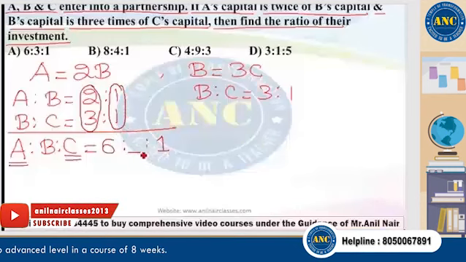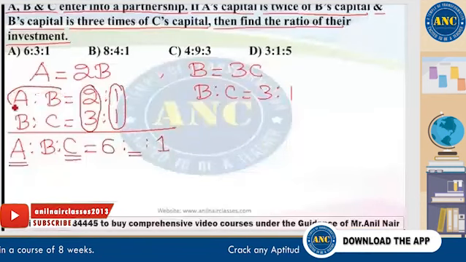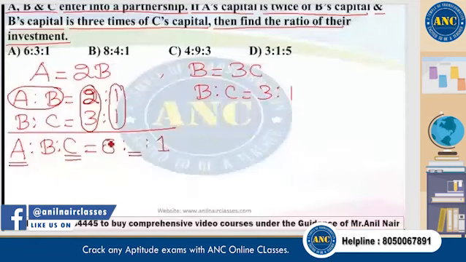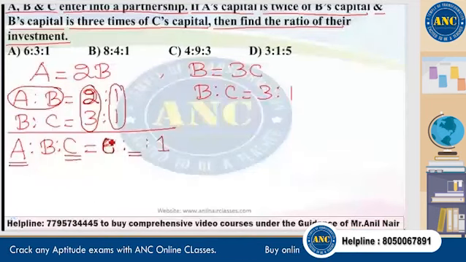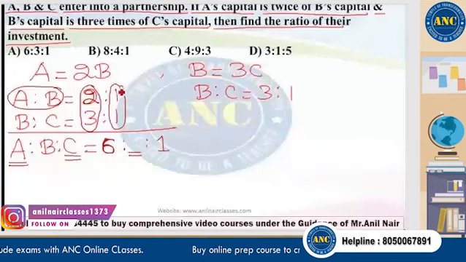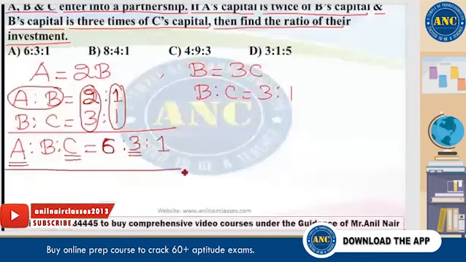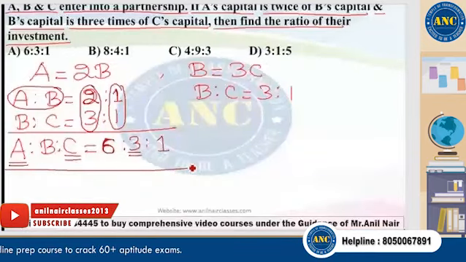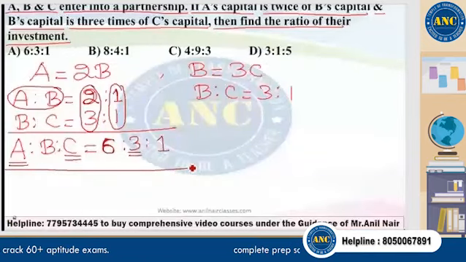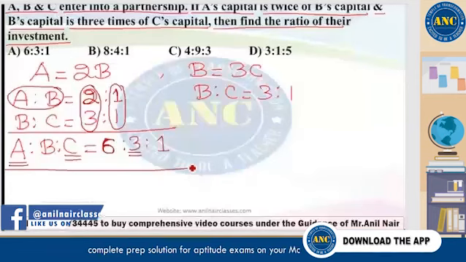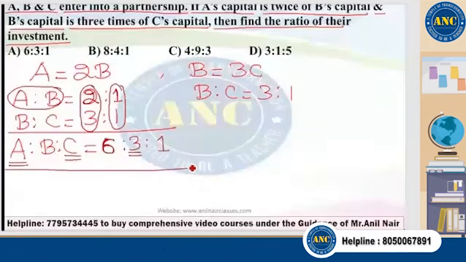Now B is missing. A is to B is 2 is to 1. Original value of A is 2. Here A value is 6. 2 is becoming 6, multiply by 3. 1 also multiply by 3. Investment ratio is 6 is to 3 is to 1. Very, very easy way of solving the question. There is no difficulty at all if you listen to these classes.